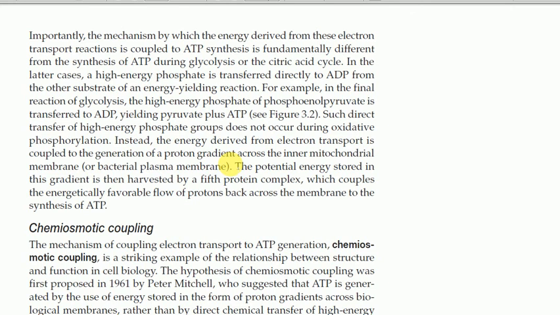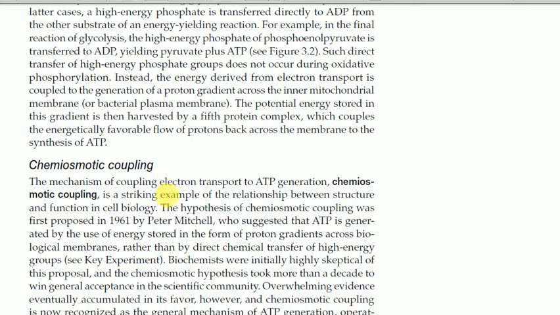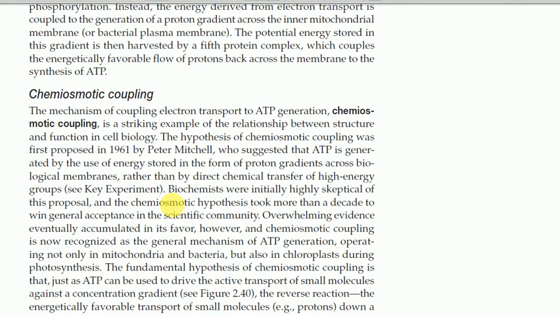After pumping the protons, then zile protons zinatengeneza gradient. The potential energy stored in this gradient is then harvested by a fifth protein complex, that is protein complex 5, which couples the energetically favorable flow of protons back across the membrane to the synthesis of ATP. So the theory behind this is what we call the Chemiosmotic Coupling or Chemiosmotic Theory ya kutengeneza ATP kwenye nini? Kwenye electron transport chain.